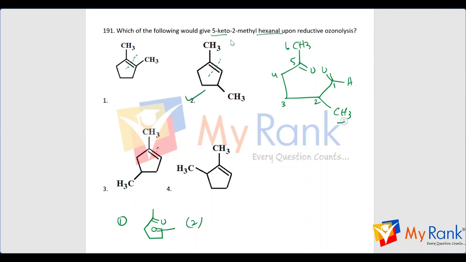Just break the bond and write the product. You write one oxygen here, one oxygen here. Here also one oxygen, one oxygen. This is clear: the first one gives a diketone, so it is ruled out. In the second one, there is an aldehyde on the first carbon, a keto on the fifth carbon, and a methyl on the second carbon. Therefore, your answer is the second option.